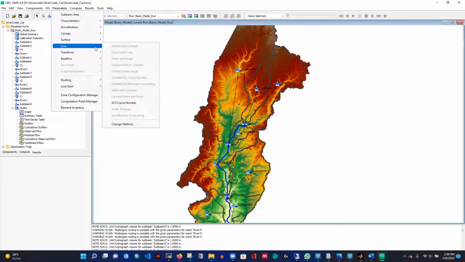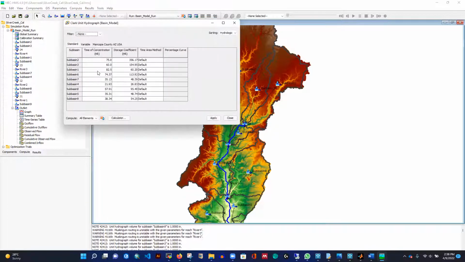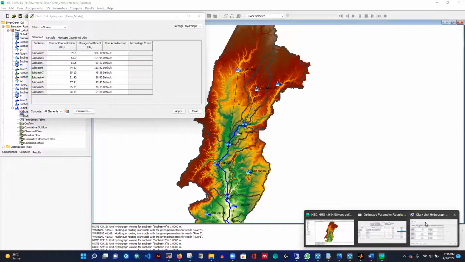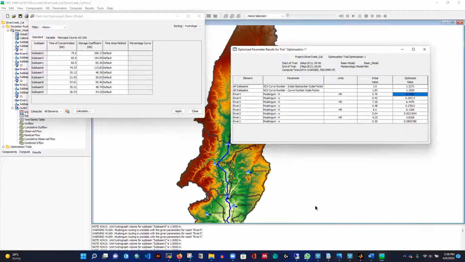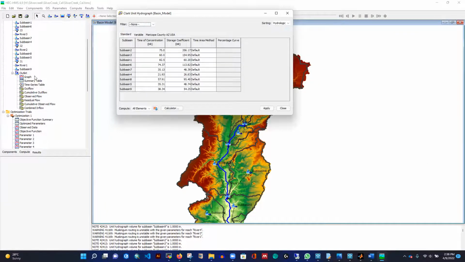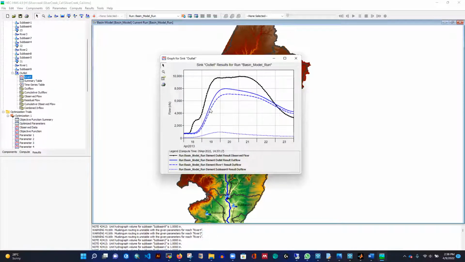So we are done with our loss method, we're done with our routing. So we have the transform method, right? This one, Clark unit hydrograph. Whatever value we have here, this value looks pretty big. That's why we have a curve. That curve is even giving us a hint, right? That okay, we have to shift the curve on the left. See, we need to shift it on the left side.